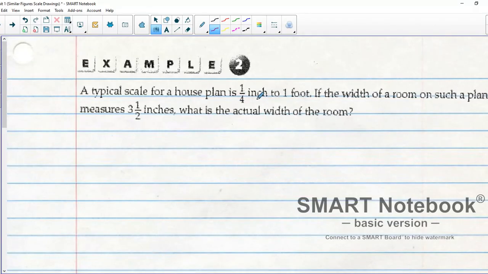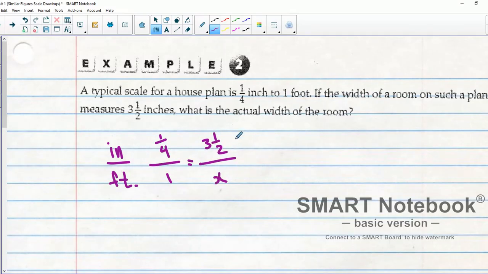Okay, and we're back. So a typical scale for a house plan is quarter inch to 1 foot. So I'm going to set it up immediately. Inch to foot, quarter inch, 1 foot, right? If the width on the plan itself, the map, right, is 3.5 inches, what's the actual width? Now, I purposely picked fractions. Whether you choose to turn these fractions into decimals, that's up to you, but I'm going to stick with fractions just to do as a review, right?